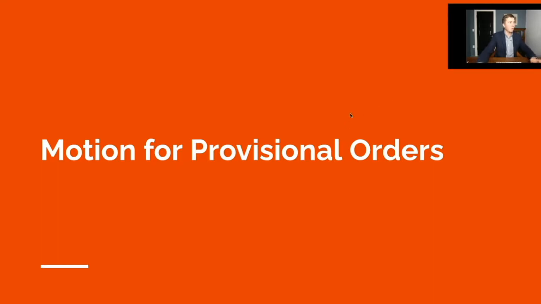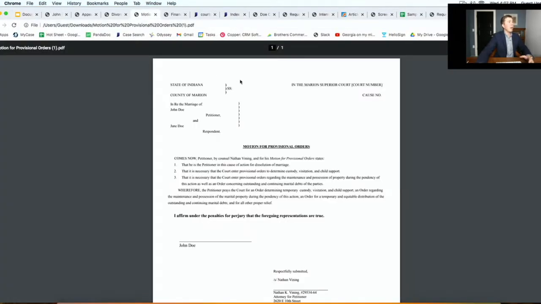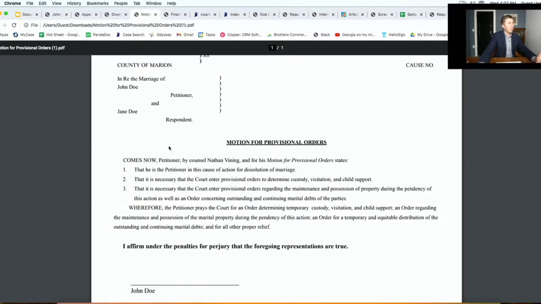So next I'm going to show you a sample of what a motion for provisional orders looks like, and you can see one here. This is a simple one with the marriage of John Doe and Jane Doe. You have the caption that's the same as in the divorce case, and then it basically indicates that the petitioner, John Doe, is coming before the court and requesting that the court enter provisional orders determining custody, visitation, and child support, and then requesting that it enter orders regarding the maintenance and possession of property during the pendency of the action.